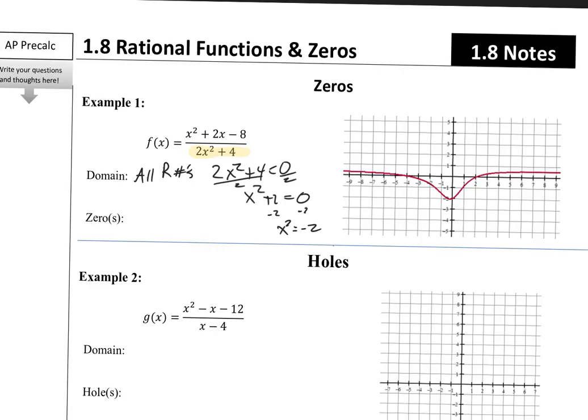Usually we just put a capital R for real. You could also write it like this: everything from negative infinity to positive infinity, just all real numbers. All right, what about the zeros? Well, the zeros are anytime the top equals 0.